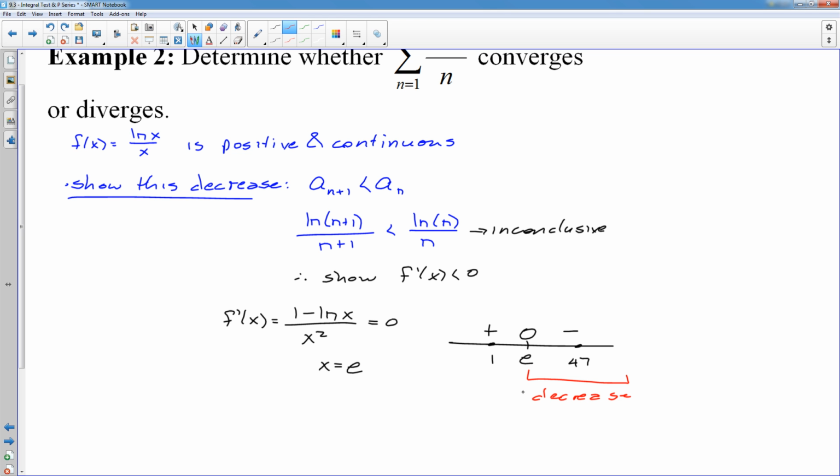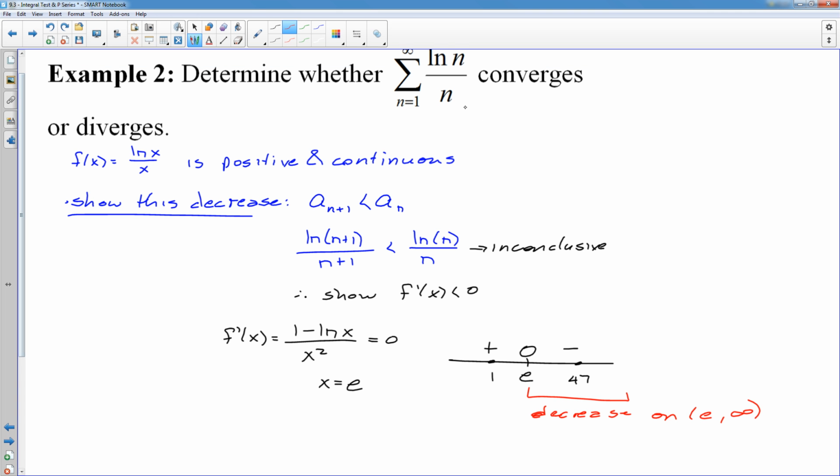My function does decrease on the interval e to infinity. And remember, as long as it is ultimately decreasing, then we can use the integral test. I realize the function increases for n equals 1 and n equals 2, but the second I pass e, this thing is decreasing, therefore we can use the integral test.